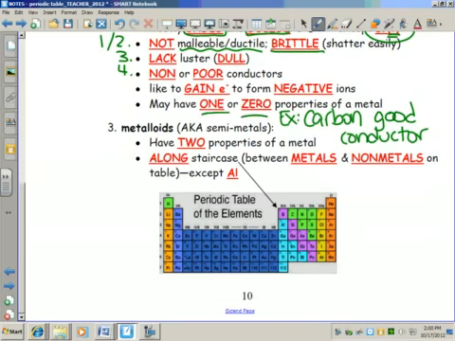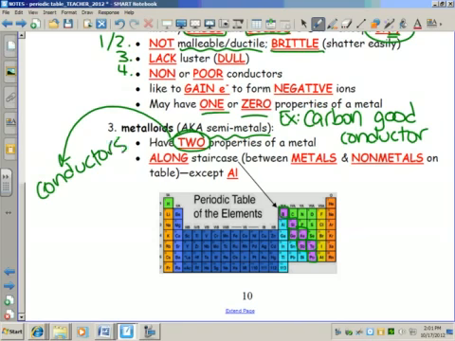And the last one we have, the third, the metalloids are located on the staircase. And these guys, you could probably guess, are also called the semi-metals. These guys have 2 properties of a metal. All right, like I said, they're found along the staircase. These 2 properties are usually that they are good conductors and they have luster.